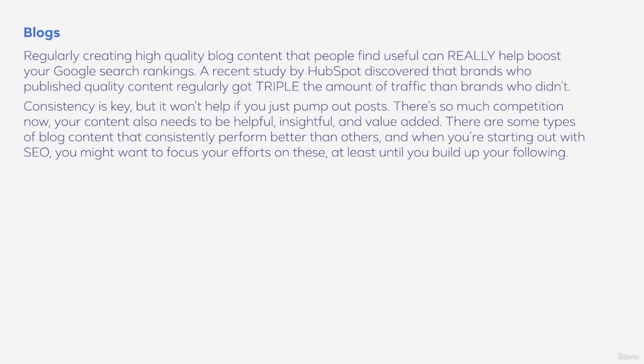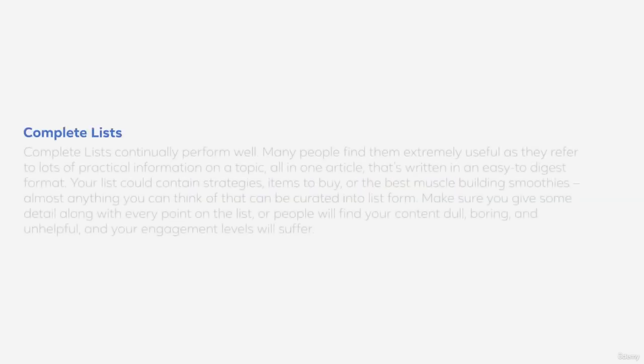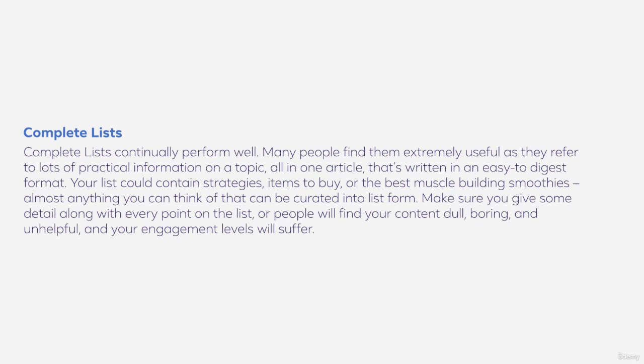There are some types of blog content that consistently perform better than others, and when you're starting out with SEO, you might want to focus your efforts on these, at least until you build up your following. The latest top-performing types of blog content. Complete lists. Complete lists continually perform well.